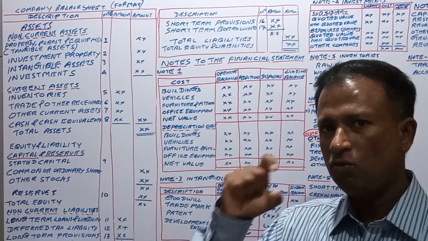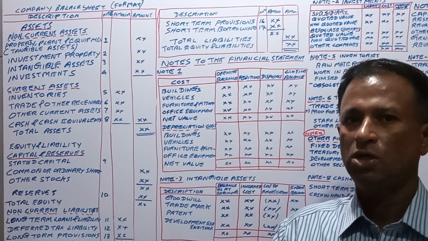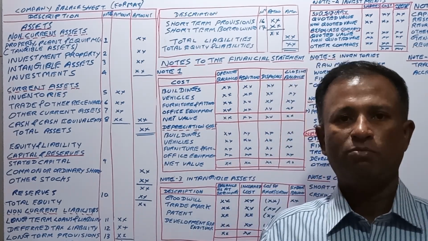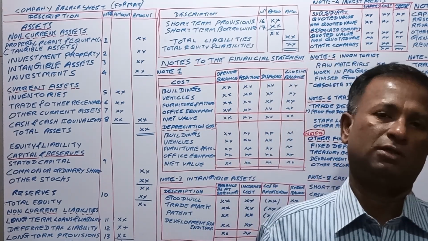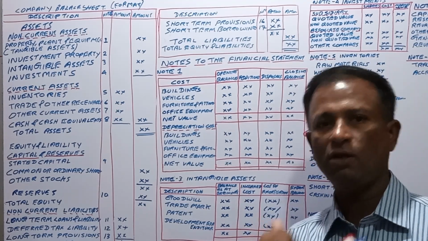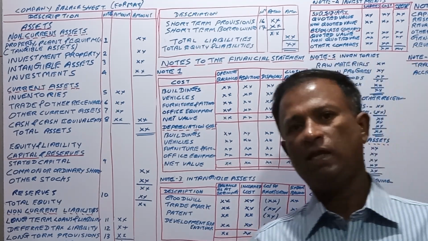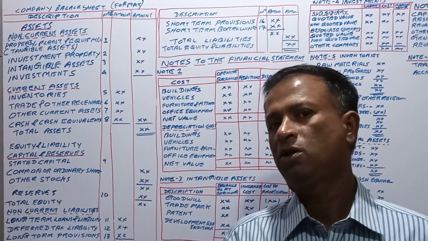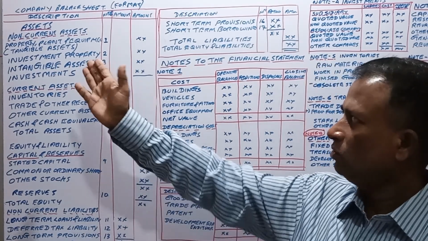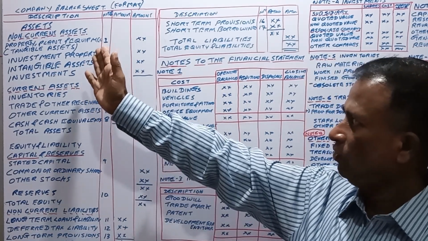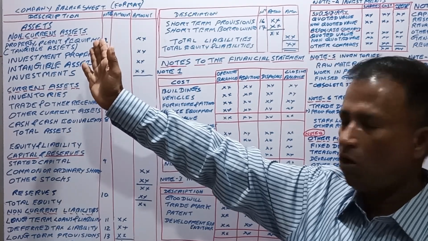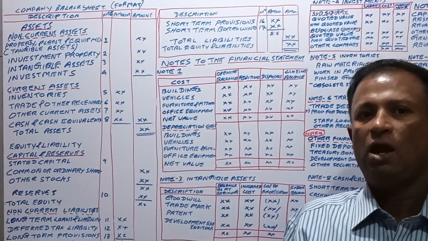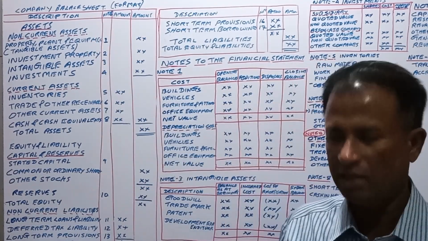But we will give notes in the note column. So if you want to see what the property, plant and equipment consists of, you have to refer to the notes. In the notes they used to give it in detail, right? So I am going to provide the format for the balance sheet and notes to the balance sheet.